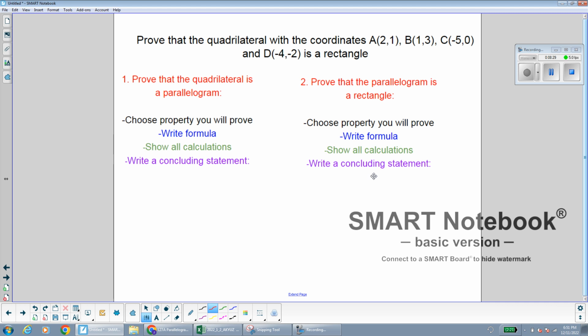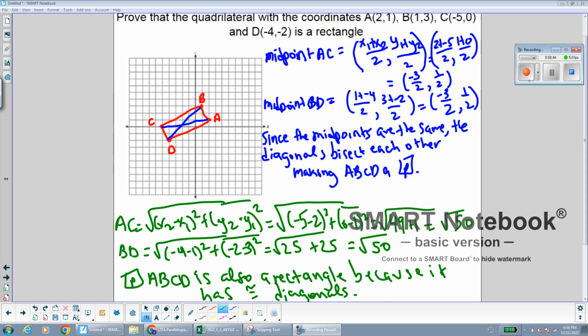So I'm just going to do one way for proving it's a parallelogram and proving it's a rectangle. There's multiple answers here. You can prove any property of parallelograms that you choose to, and any property of a rectangle that you choose to show that this is in fact a rectangle. So here's one way of answering the question. Once again, there's multiple ways that you could do it that would totally be correct. So I first showed that I had a parallelogram by finding the midpoints of the diagonals and showing that they are the same. So since the midpoints are the same, the diagonals bisect each other, making ABCD a parallelogram.